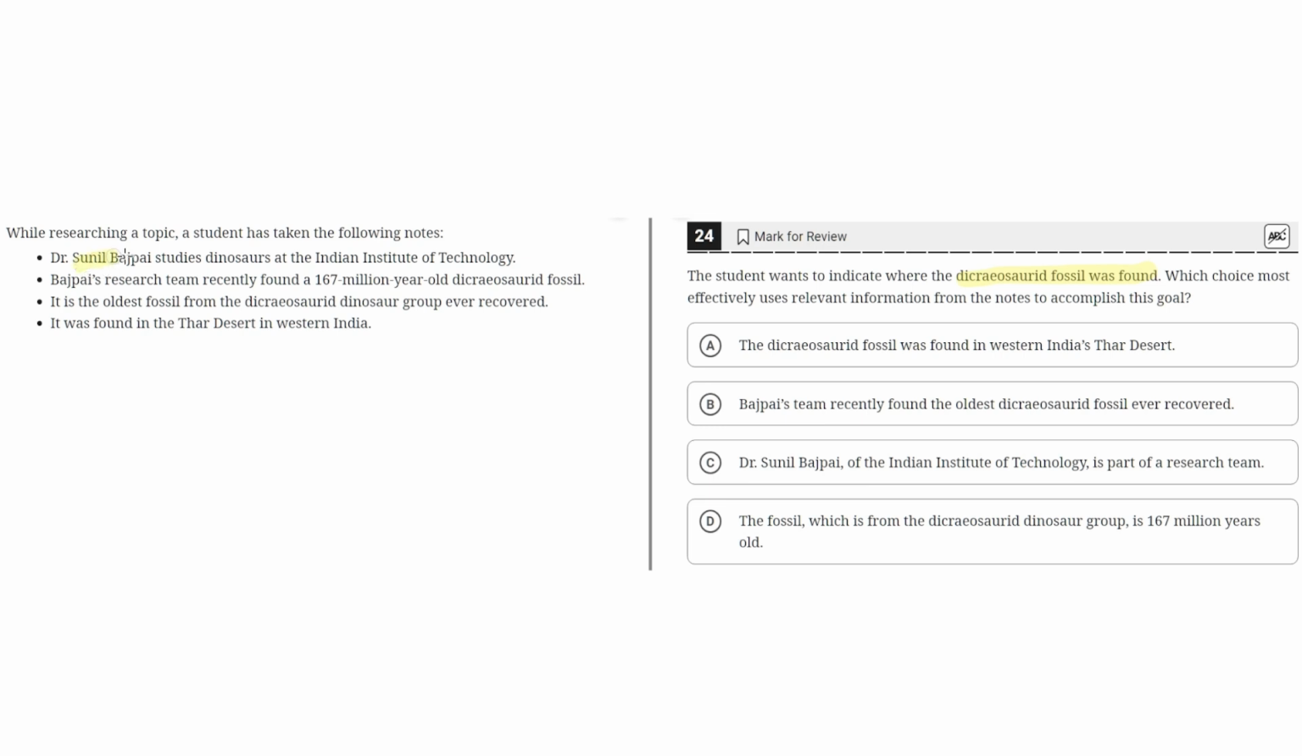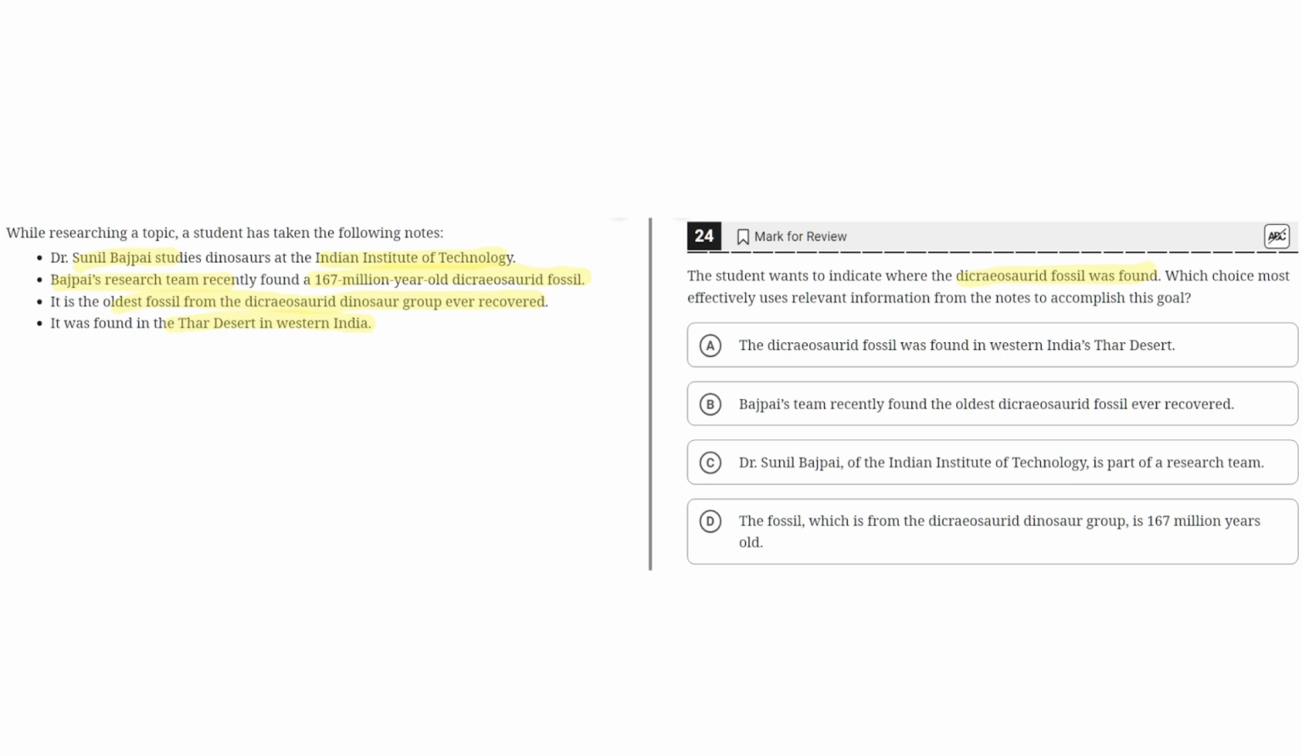Dr. Sunil Bajpal studies dinosaurs at the Indian Institute of Technology. Bajpal's research team recently found a 167 million year old diacrosaurid fossil. It is the oldest fossil from the diacrosaurid dinosaur group ever recorded. It was found in the Thar Desert in western India.